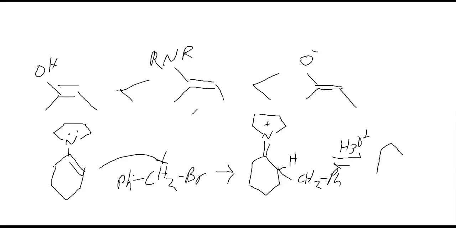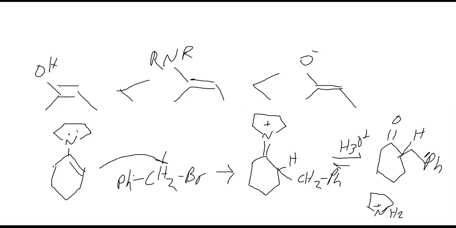So that proves a useful method of, say, when it's a little bit too hard or too reactive to form this. Can we form this enamine first and then convert it to a ketone later? Yeah, a lot of times we can do that, and that's going to serve us well.